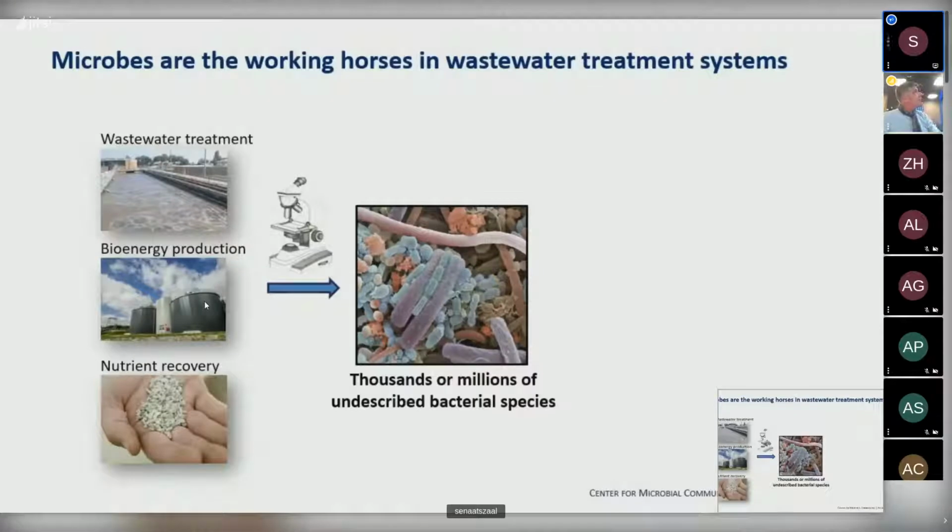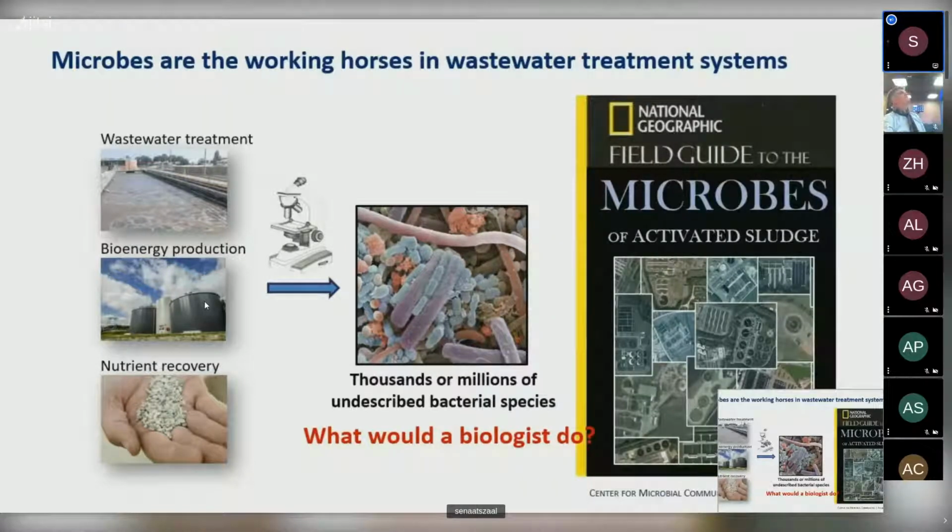And what we know already is that if we go into the biomass, it's composed of thousands and probably even millions of different species. So how to deal with all of this diversity? So what would a biologist do? A biologist would try to classify all these species, group them, and determine what are their functions. And all of this information could be turned into a field guide. In this case, the field guide of microbes in activated sludge or in wastewater treatment systems.